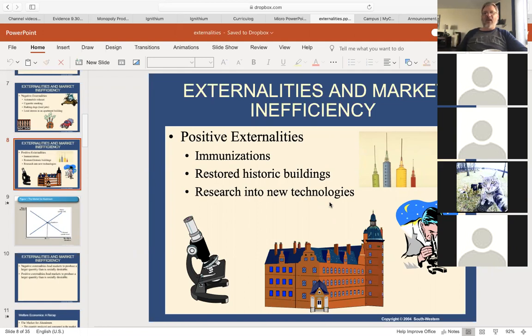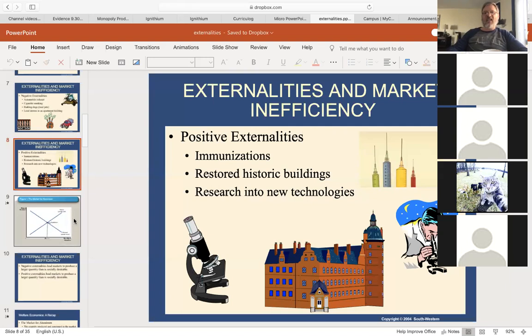And the other one that we'd like to talk about, and it's pretty common, is immunizations. So if I get a coronavirus vaccine, right, and you don't, I'm still generating a benefit to you because it means you're less likely to be exposed, right? So there's a smaller chance you're going to get ill, with all of the costs that come from getting ill, because I got the vaccine.